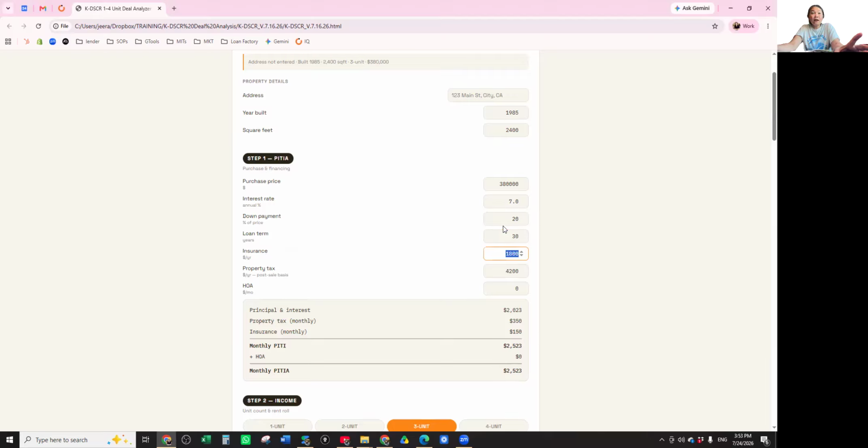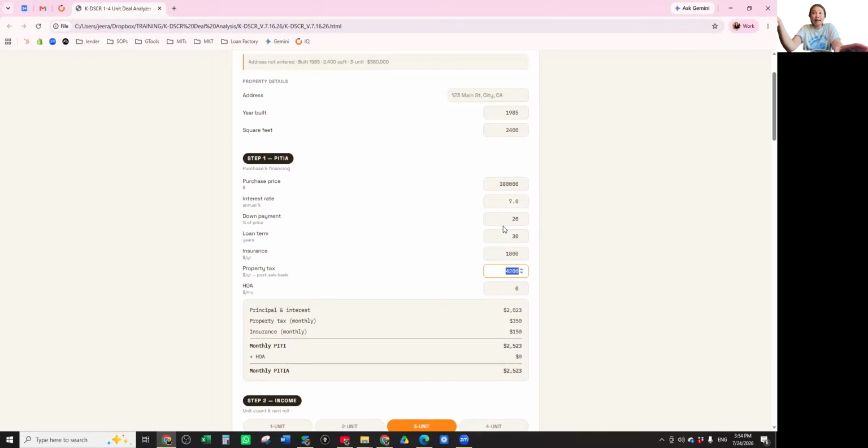Insurance. This has to be local to the market. You have to know your insurance in your market. For 1 unit, 2 unit, 3 unit, 4 unit, ask the people you're dealing with what the insurance would be in this market for how many units.